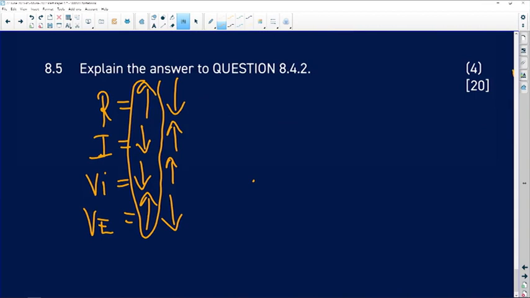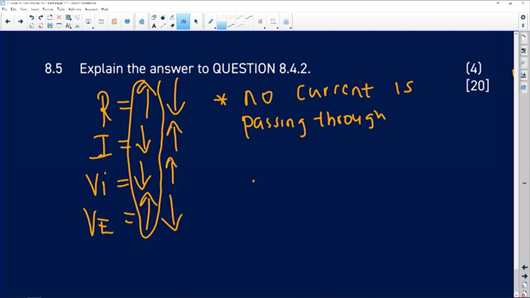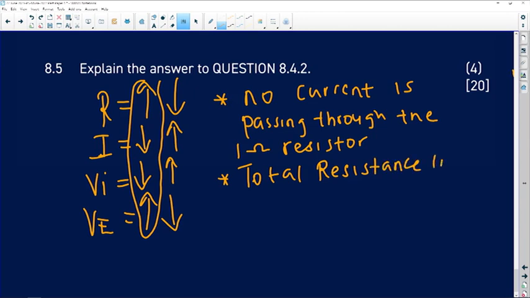Now let's give a reason for that. The reason for the increase, we can say, is that no current is passing through the 1 ohm resistor. What does that mean now? It means that in fact total resistance will increase. Total resistance increases.